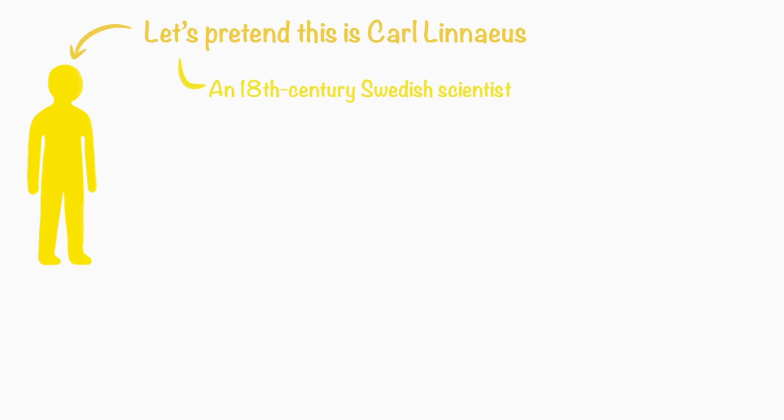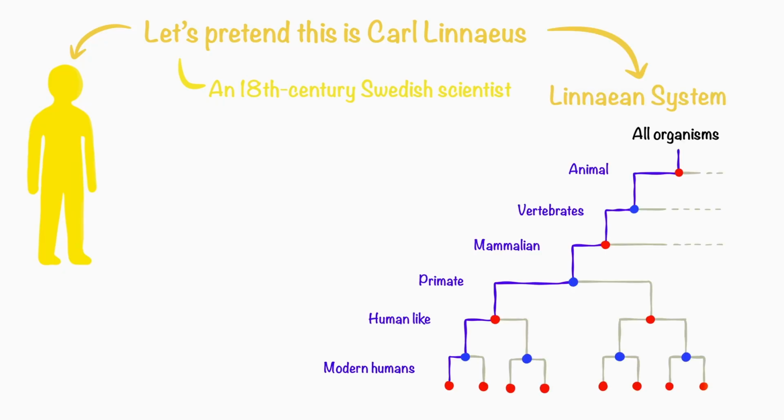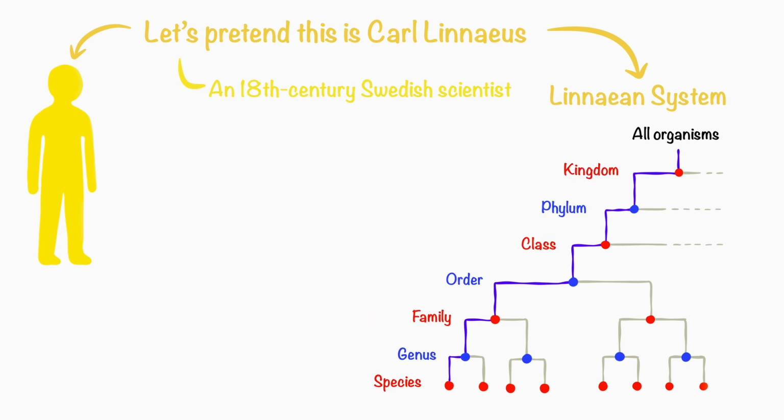The modern classification system originated with Carl Linnaeus, an 18th century Swedish scientist. He developed the Linnaean system, which arranges organisms into nested groups, each level more specific than the last. This hierarchical structure creates a logical framework for understanding biological diversity. The classification hierarchy consists of 7 main levels: kingdom, phylum, class, order, family, genus, and species. Each level represents a different degree of relatedness between organisms.